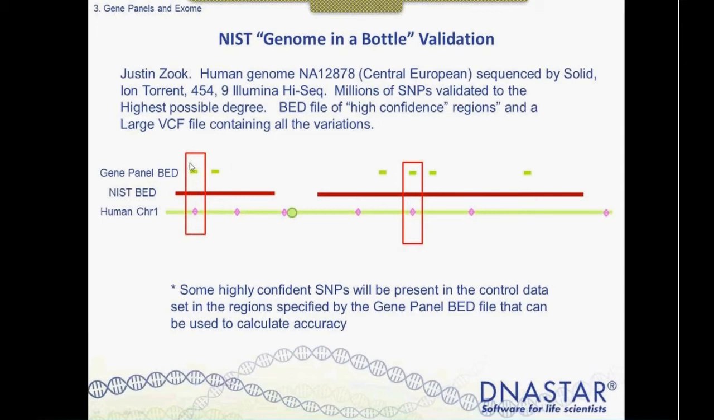And you can use that intersection to determine the accuracy of your capture for your gene panel. Did you capture everything? Did you sequence everything deeply? Is the assembler assembling everything accurately? And is the SNP caller calling everything accurately? So again, it's a great tool.